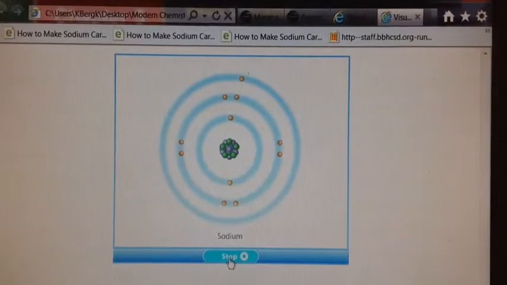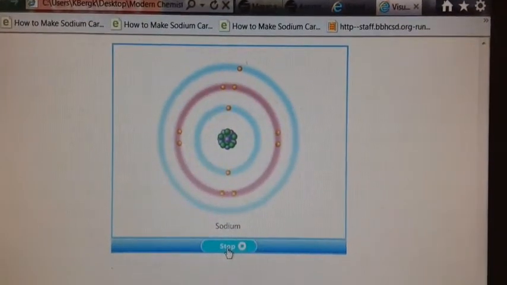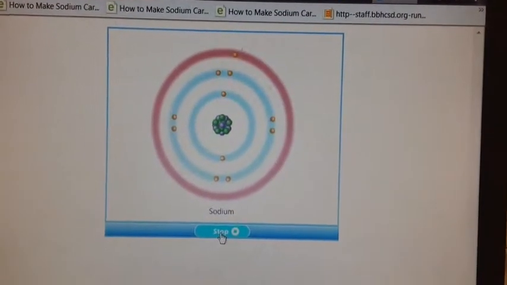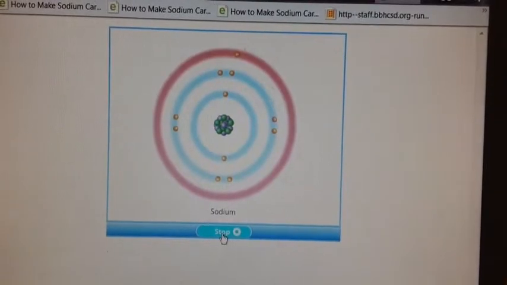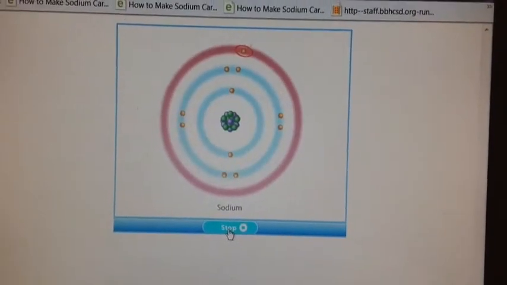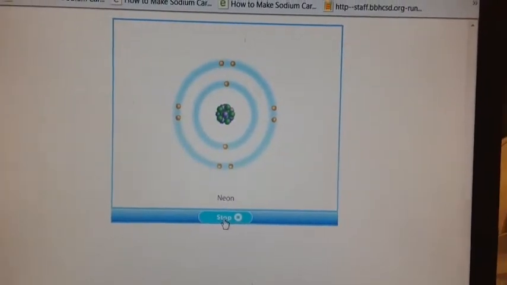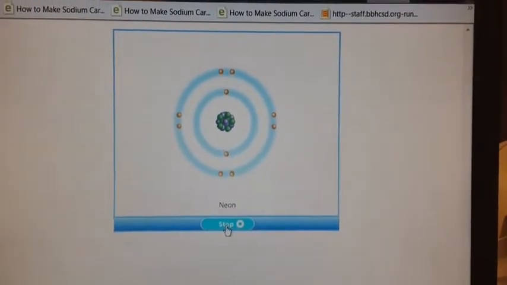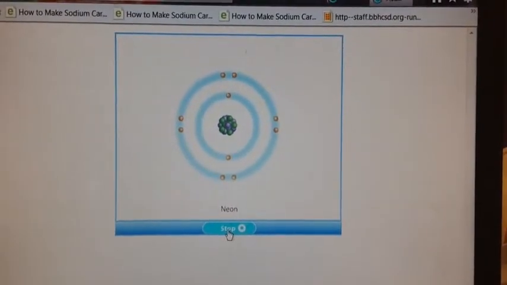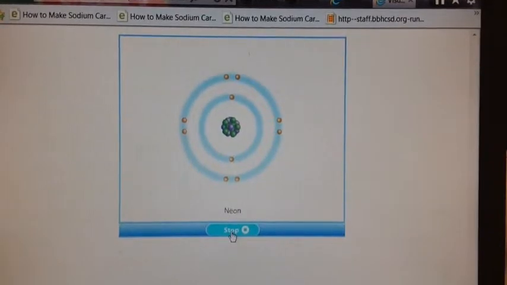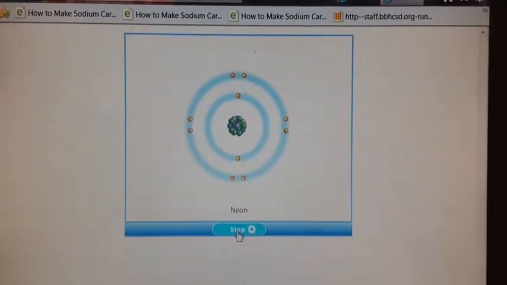In this sodium atom, the first and second energy levels are full. The third energy level is not full. Sodium has only a single valence electron. Noble gases such as neon rarely react because all of their energy levels are complete. They don't have any valence electrons to participate in a reaction.